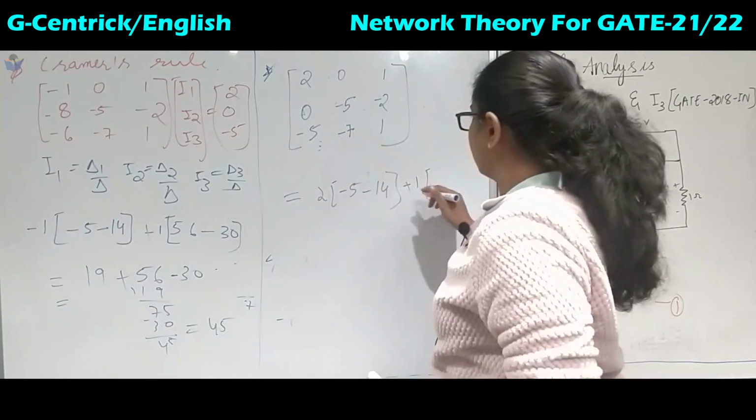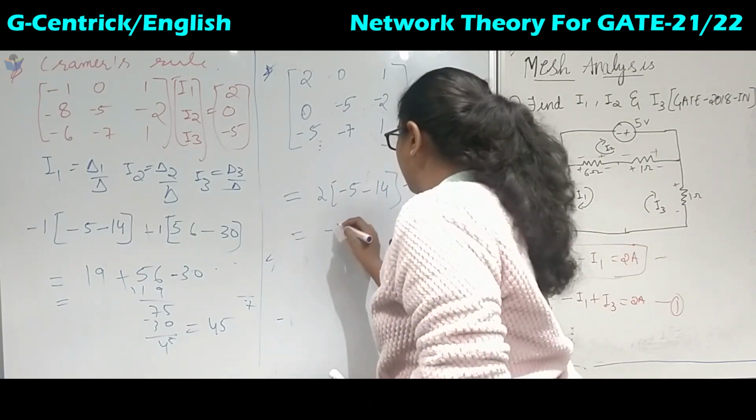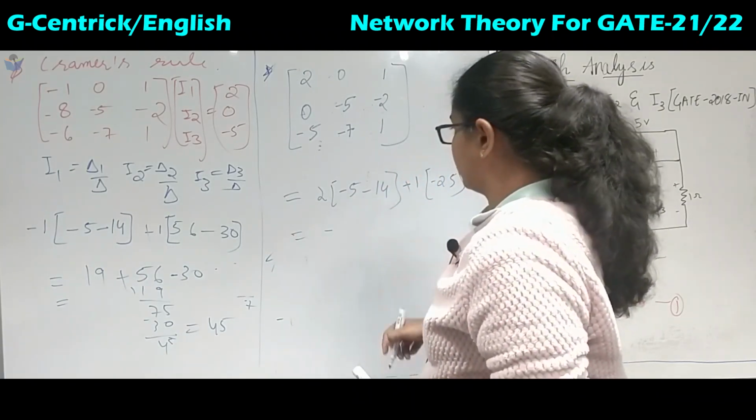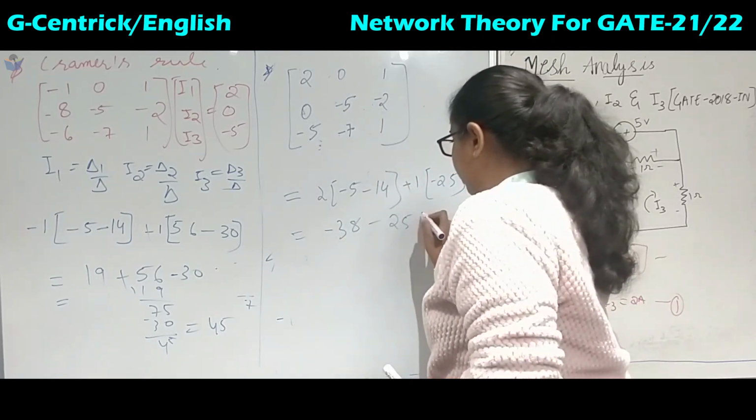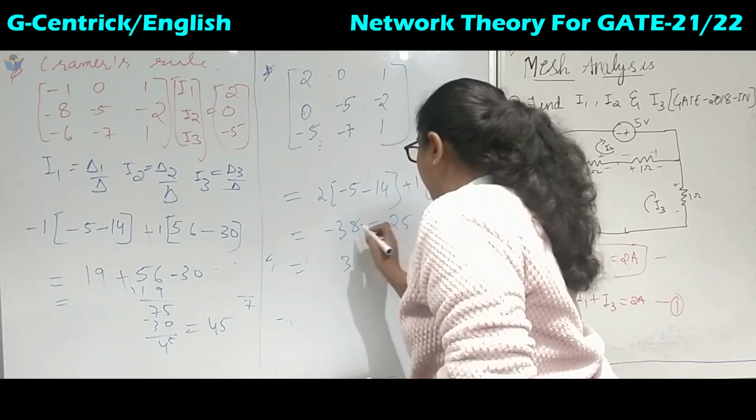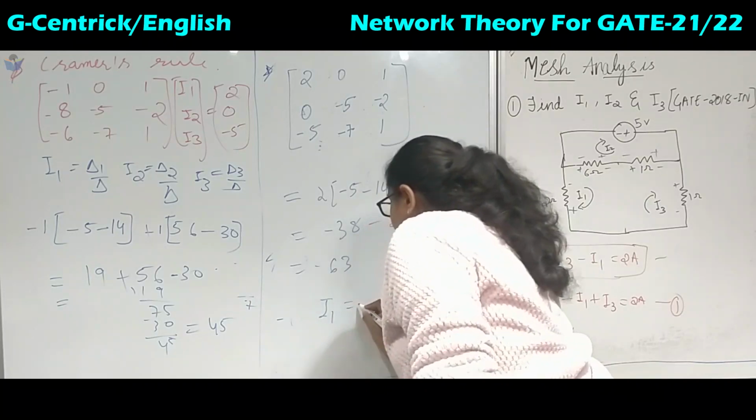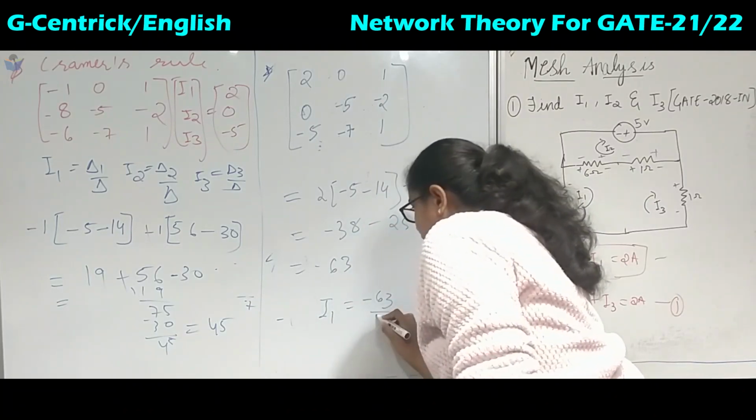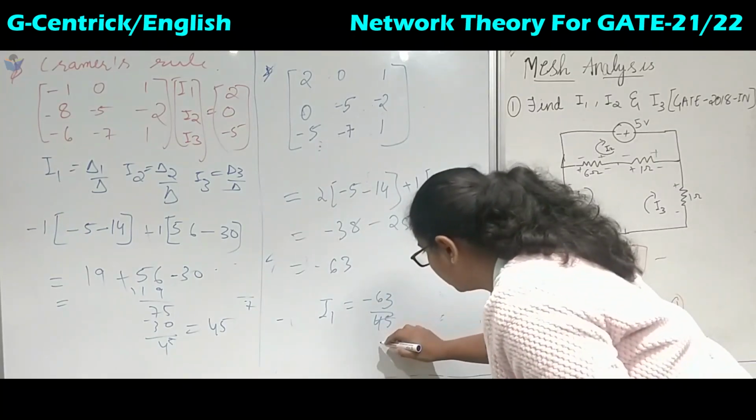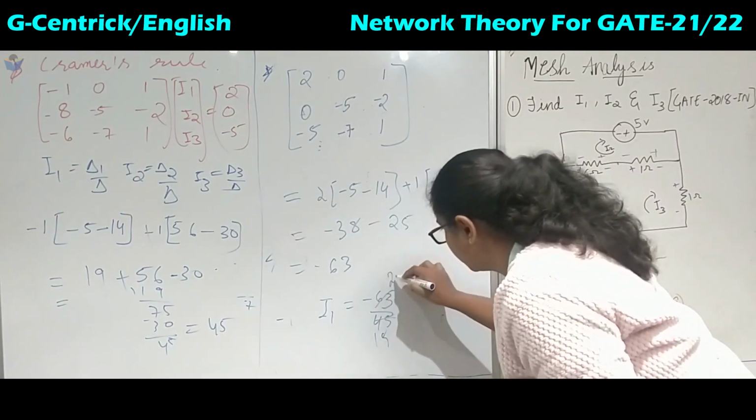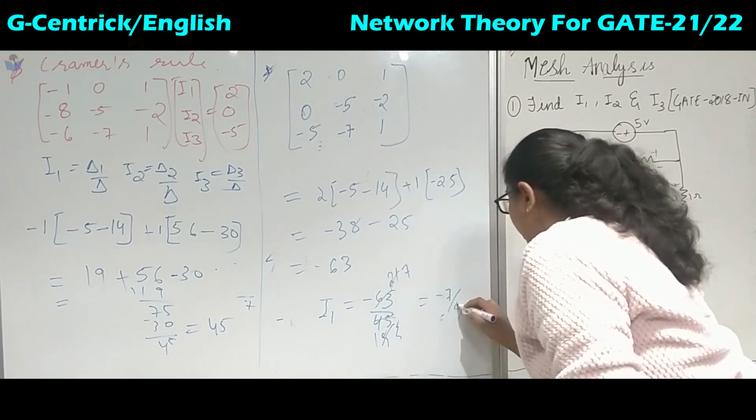So plus 1, this is 0, then minus 25, you will get minus of minus 5 minus 14 is 19 and minus 38, then minus 25. So this will be equal to minus 63. So the value of I1 will be del 1 upon del, which is minus 63 upon 45. Now this will be simplified to minus 7 by 5 amperes.